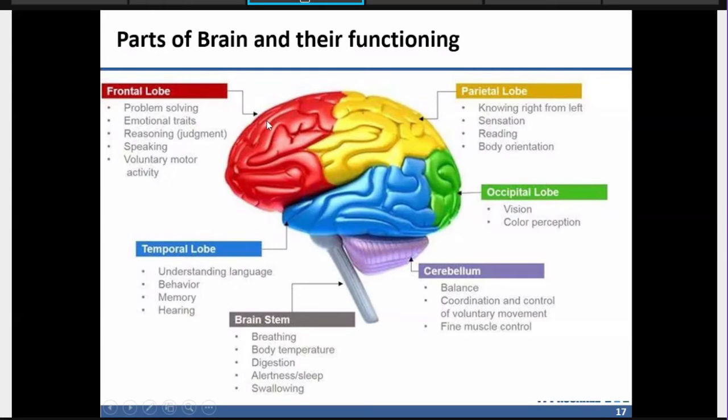If someone is interested in analyzing vision or color perception, then they need to analyze the signals from the occipital region, so the O1, O2 electrode signals will be important. Similarly, you have the temporal lobe, then the brain stem. All these different regions are important according to your criteria, your objective, and accordingly you will collect the data.